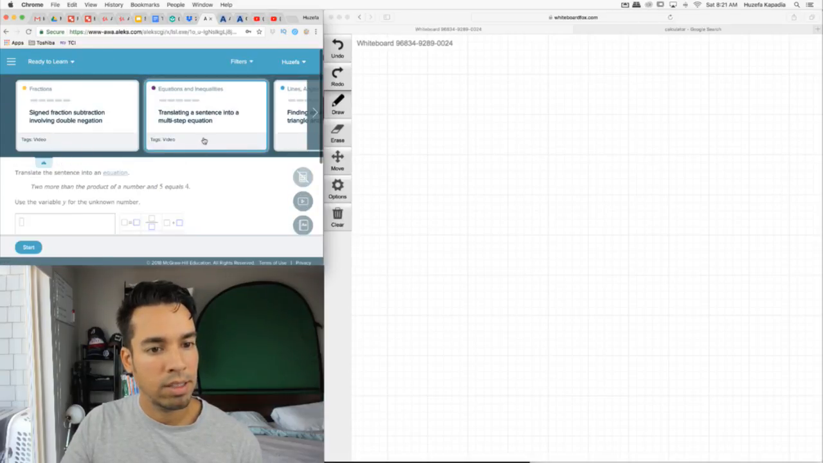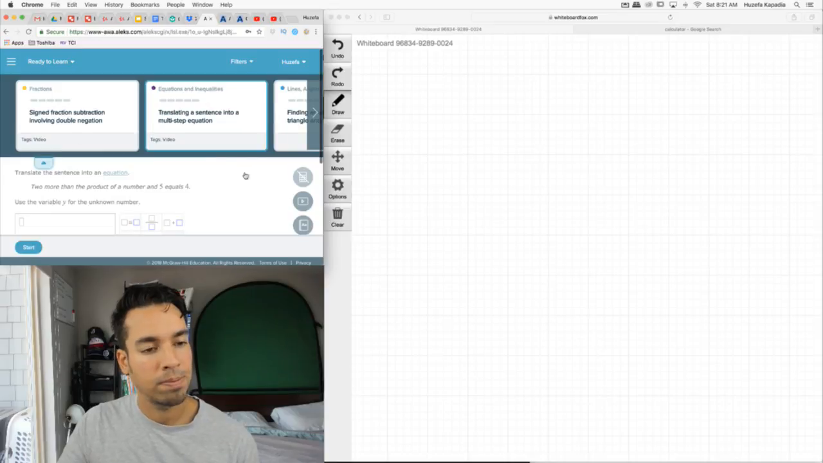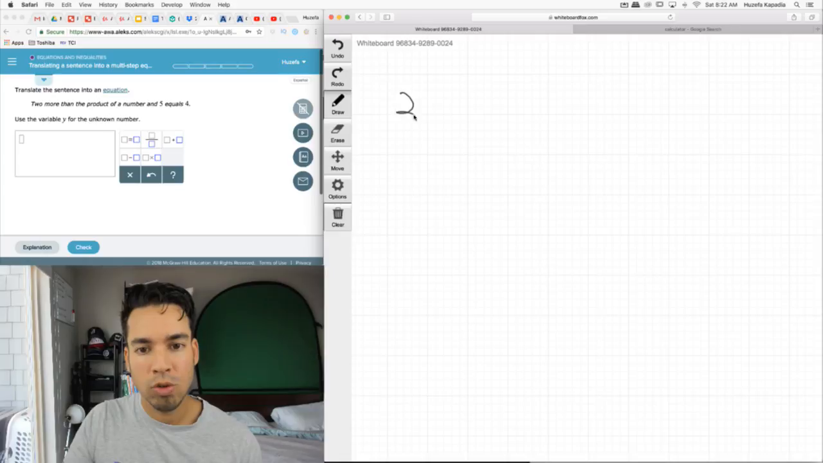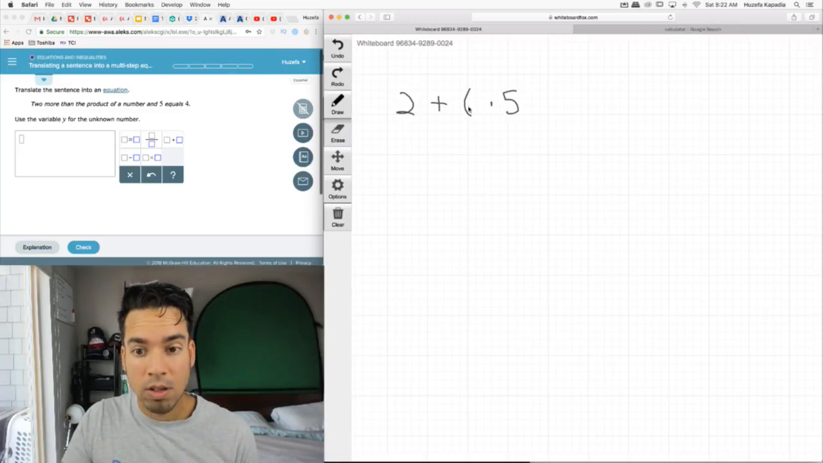Okay, translating a sentence into a multi-step equation. 2 more than the product of a number and 5 equals 4. Here's how I'm going to do it. 2 more than the product is multiplication of a number, which is x, and 5. Oh, wait, they want y, sorry. Of y and 5 equals 4. And that's it.